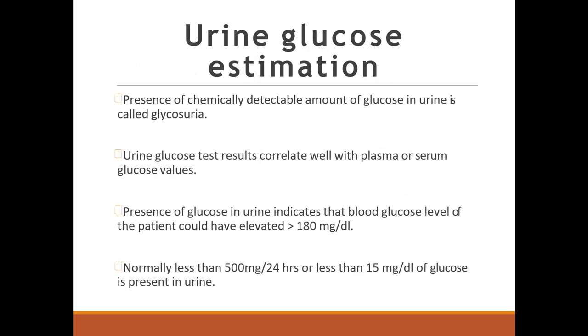Urine glucose estimation. Presence of a chemically detectable amount of glucose in urine is called glycosuria. Urine glucose test results correlate well with plasma or serum glucose values. The presence of glucose in urine indicates that the blood glucose level of the patient could have elevated to greater than 180 milligram per deciliter. If blood glucose level is elevated more than 180 milligram per deciliter, then glucose is present in urine. Normally less than 500 milligram per 24 hours or less than 15 milligram per deciliter of glucose is present in urine.